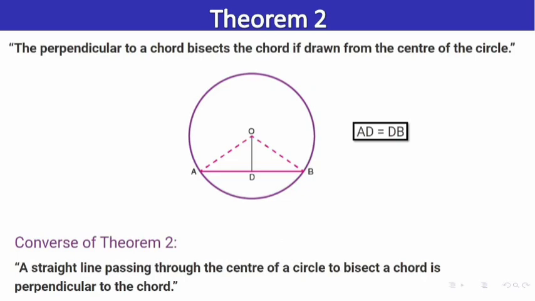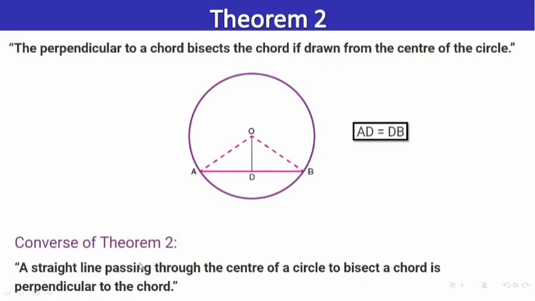Next is theorem number 2, which says the perpendicular to a chord bisects the chord if drawn from the center of the circle. So there's a chord AB, and if you draw a perpendicular to this chord from the center, then this chord will get bisected. That means AD will be equal to DB. That is the meaning of this particular theorem.